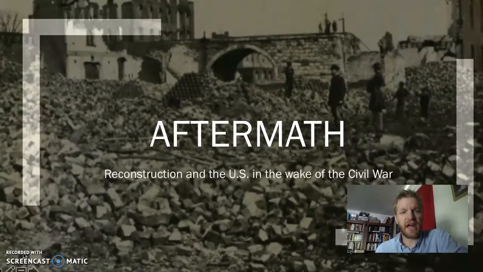I've titled this Aftermath because obviously we're talking about the end of the Civil War. So the Civil War ends in 1865, and basically the Southern economy had been destroyed. As you can see in this picture, the South was not in good shape.